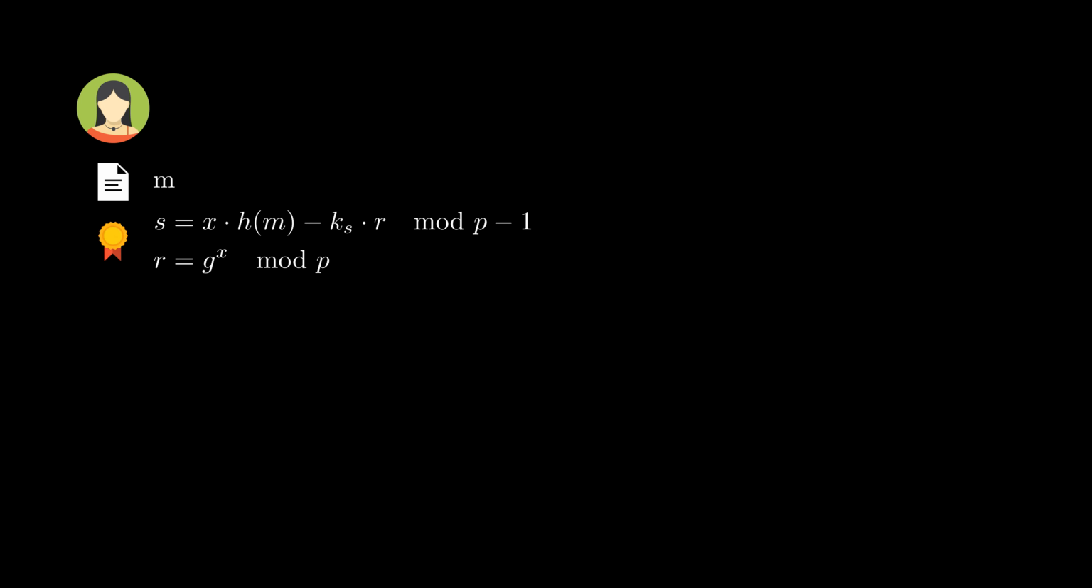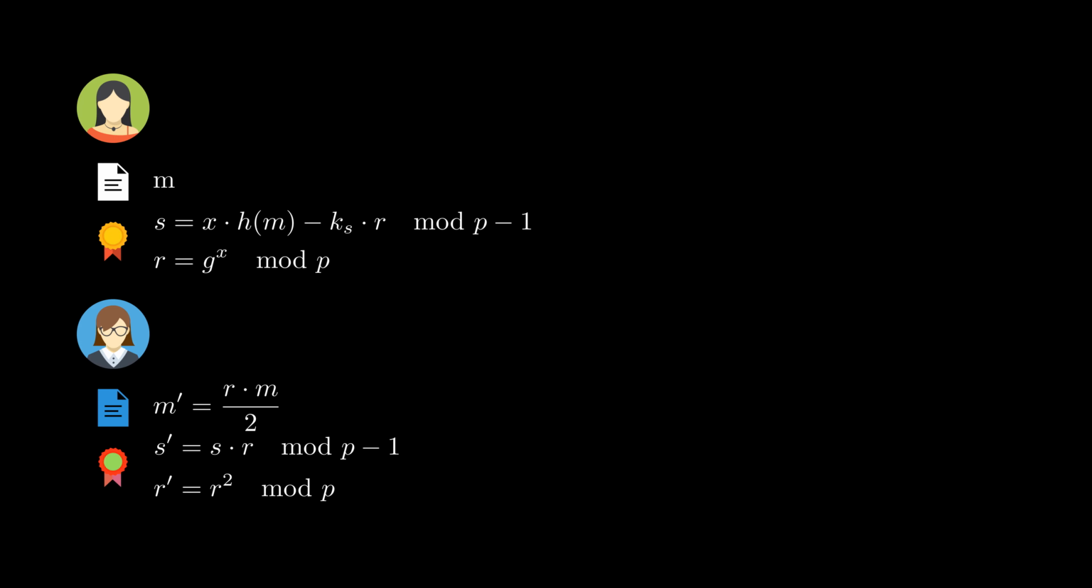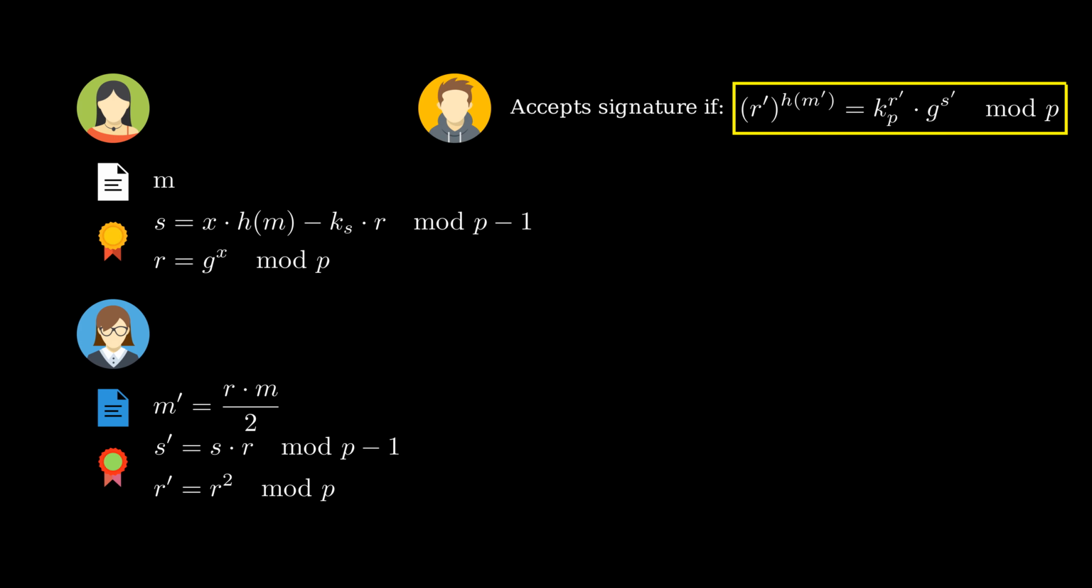But even worse, without a well-designed function H, the ElGamal scheme is vulnerable against existential forgery attacks. Let's see how an attacker can create a valid signature without knowing the secret key. This attack works by Mallory obtaining a valid signature from Alice for message M. Mallory then creates a new signature by computing S times R and R squared. Bob will then accept this signature as a valid signature for the message R times M divided by 2. Can you show that, if no hash function is used, S' is a valid signature for the message M'?